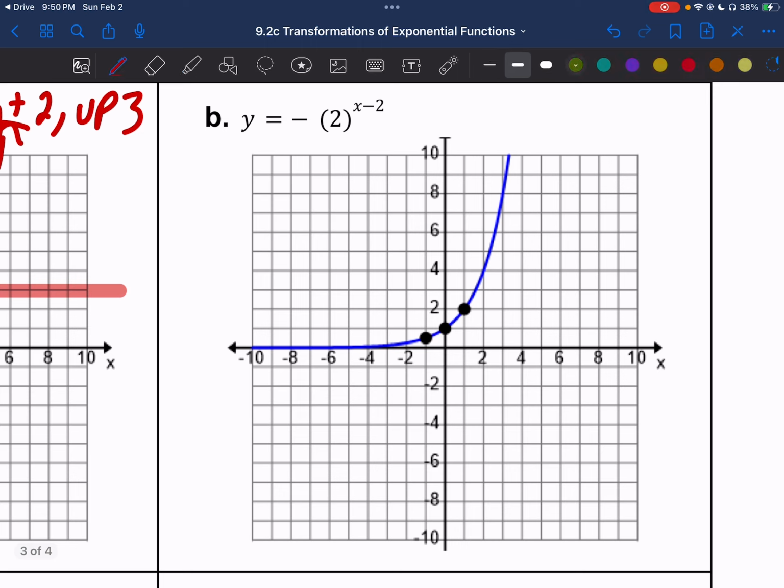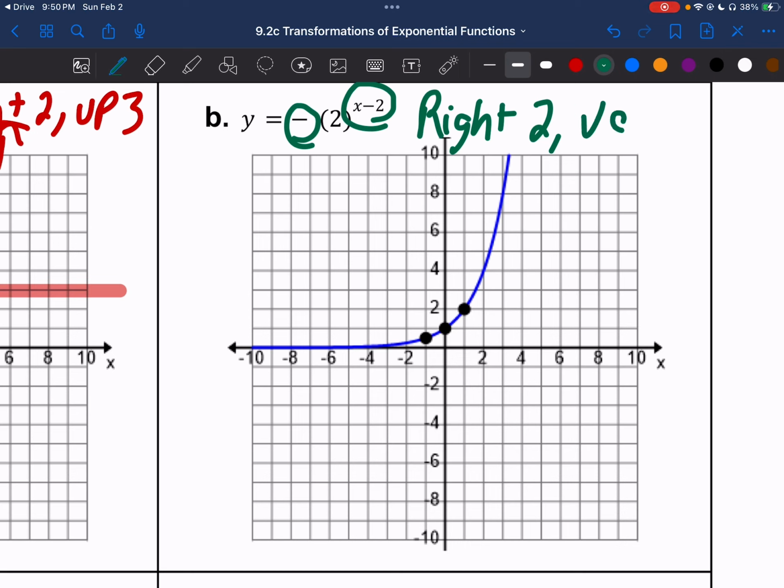Letter B. We have y equals -2 to the x minus 2 power. So I have a -2 there. I've got a negative out front. So we're going to go right 2. And what's happening? We have a vertical reflection. All right. So we're going to go to the right 2 and flip it down below.